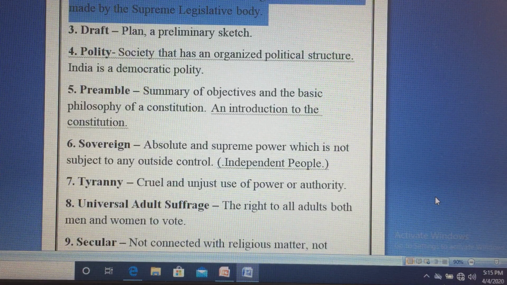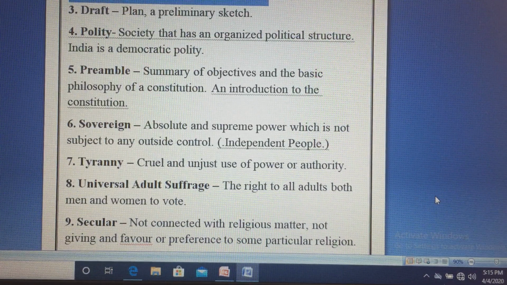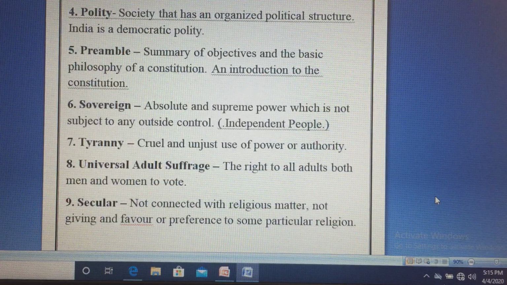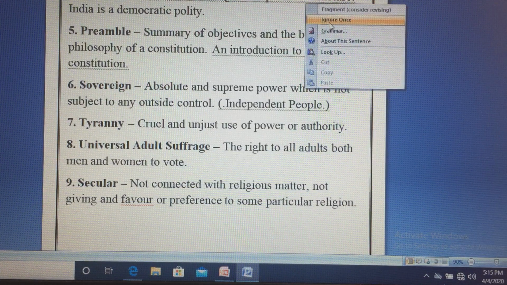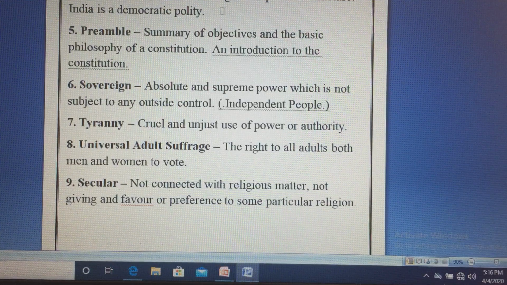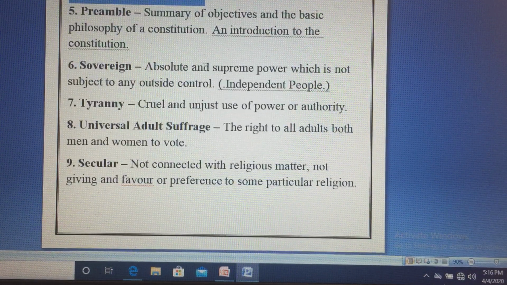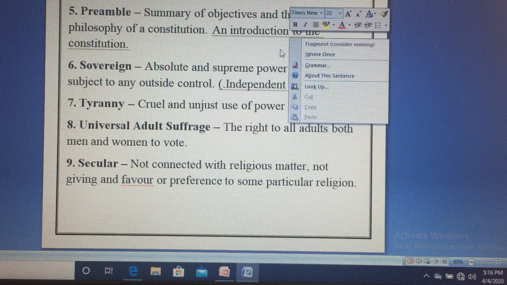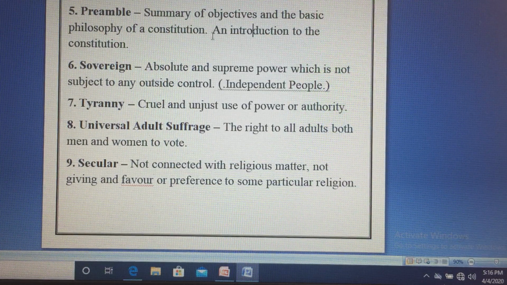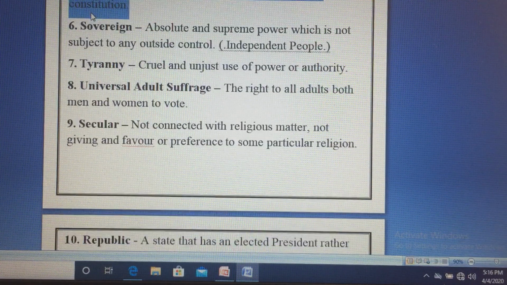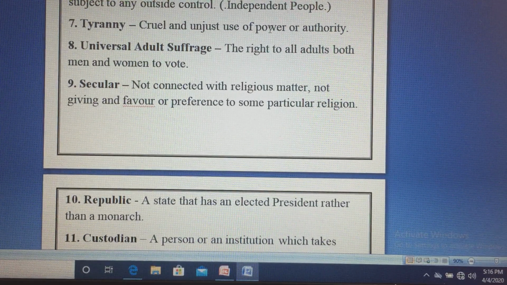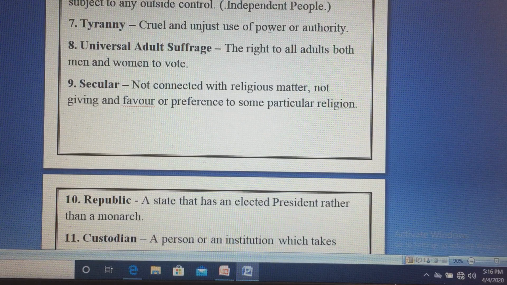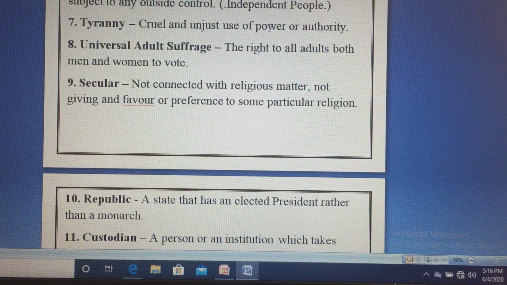Draft: a plan or a preliminary sketch. If you make any plan or any kind of sketch plan, that is known as a draft. Polity: a society that has an organized political structure. India is a democratic polity, right? It's an example. Preamble: a summary of the objectives and basic philosophy of the constitution, or you can say an introduction to the constitution, is known as the preamble. Sovereign: sovereign means absolute and supreme power which is not subject to any outside control. So India is sovereign, it is not under the control of any outside power.